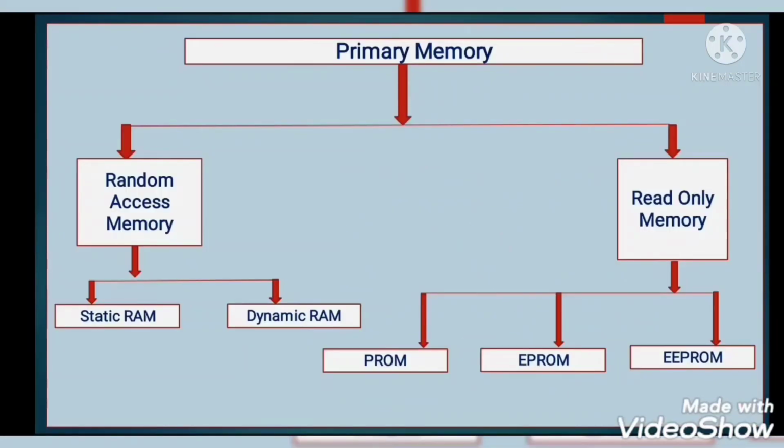My dear students, now I want to show you the classification of primary memory. Previously I showed the classification of memory, where we found primary memory and secondary memory. But now I am going to show you the classification of primary memory. From the figure you can see that primary memory is of two types: random access memory and read-only memory.